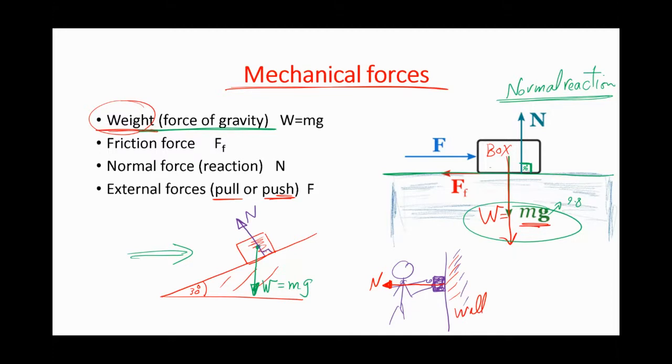The last one is called the friction force, قوة الاحتكاك. What is a friction force? Friction force is a kind of resistance that the wall or the surface produces, and it's against the motion. This force is a resistance against the motion. So if the motion is to the right, this force must be to the left.